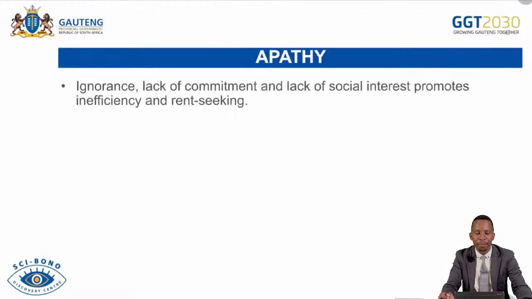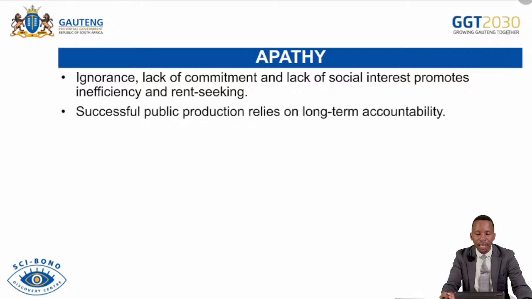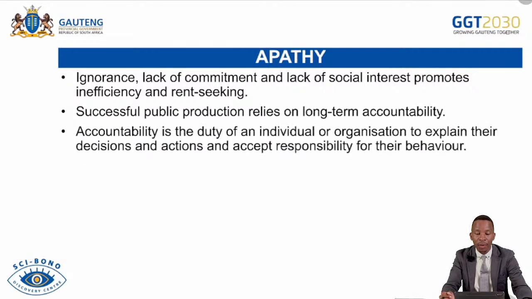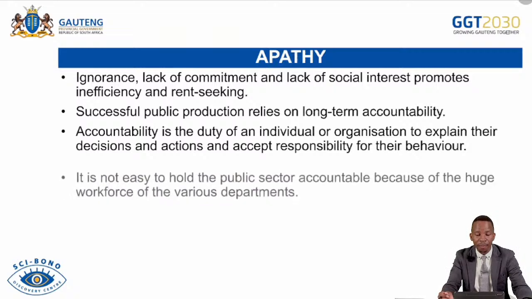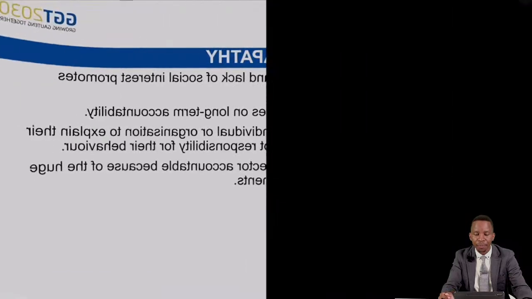The apathy, ignorance, lack of commitment, and lack of social interest promote inefficiency and rent seeking. Successful public production relies on long-term accountability. Accountability is the duty of an individual or organization to explain their decisions and actions and accept responsibility for their behavior. It is not easy to hold the public sector accountable because of the huge workforce in the various departments.